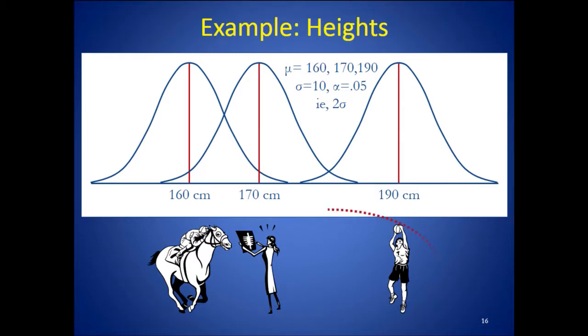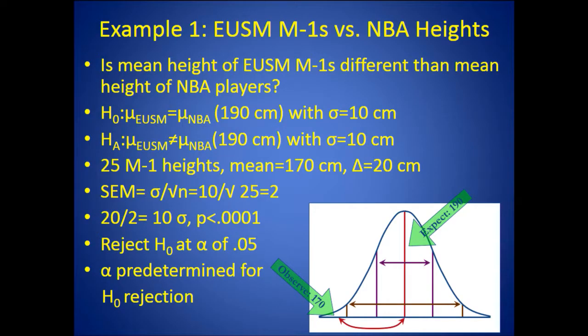So the first thing we're going to do is compare the heights of first-year medical students to NBA basketball players. We've sort of already done that. So you guys know what the null hypothesis should be here. The null hypothesis should be that the mean height of first-year medical students is the same as the mean height of NBA basketball players. And we know that the mean height of NBA basketball players is 190 centimeters. We go and we find 25 first-year medical students, we measure their height, and we find a mean sample height of 170 centimeters. That's 20 centimeters different than what we expected.